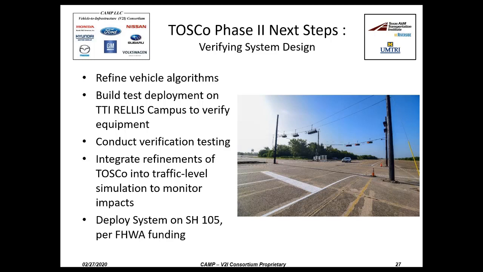We'll conduct verification testing on this facility and verify that the real vehicles are able to perform as TOSCo as we expect and as TOSCo should. We're going to integrate any refinements to the TOSCo vehicle logic into our traffic level simulation so that we can rerun this and see how our refinements impact State Highway 105. And given funding from FHWA, we plan to deploy this system on State Highway 105 and run TOSCo vehicles through the live intersections along the facility so that we can further refine the system and prove that TOSCo is able to operate and improve the performance on State Highway 105.